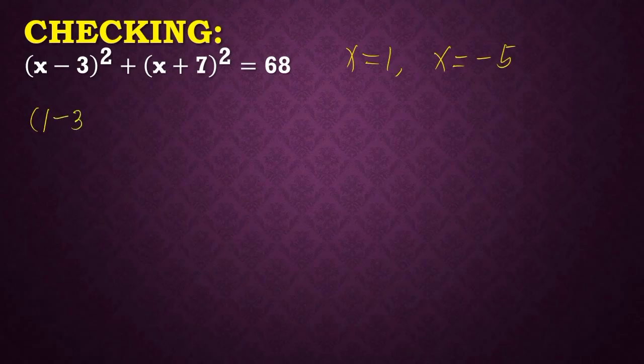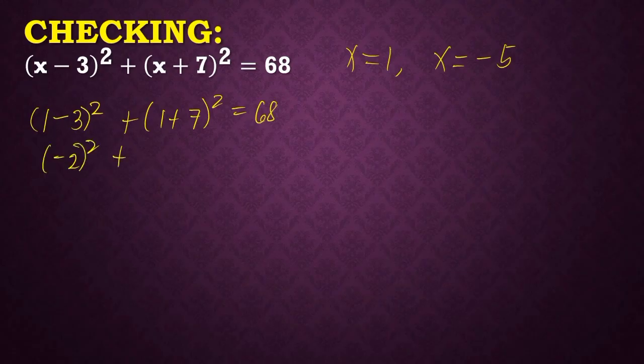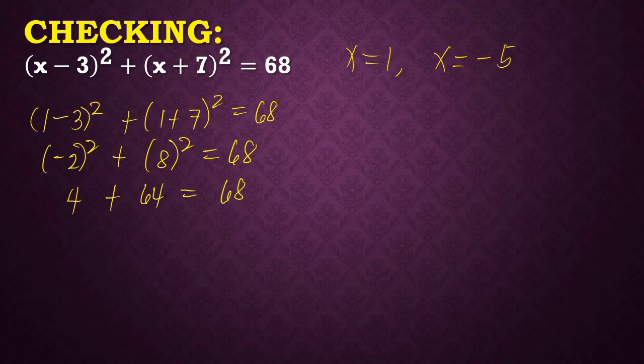1 minus 3 squared plus 1 plus 7 squared equals 68. 1 minus 3 is negative 2 squared plus 1 plus 7 is 8 squared equals 68. Negative 2 squared, that is positive 4, plus 8 squared, 8 times 8, 64, equals 68. So 4 plus 64, that is 68, equals 68. So yung x equals 1 na positive root, tama po siya. So check na rin natin yung negative 5.